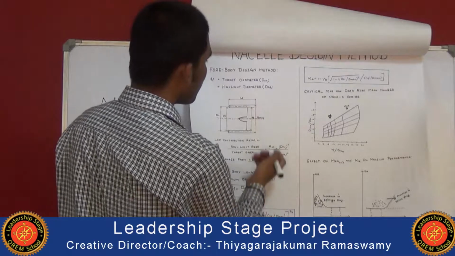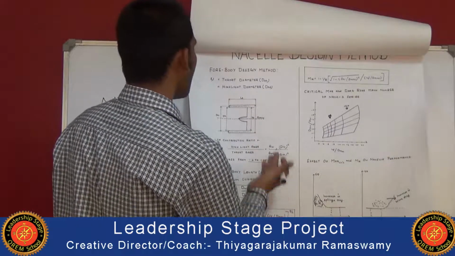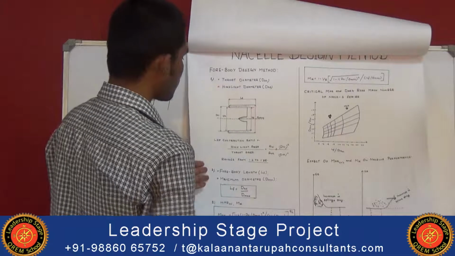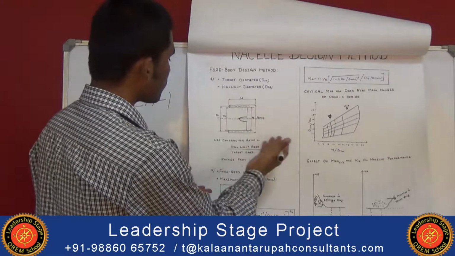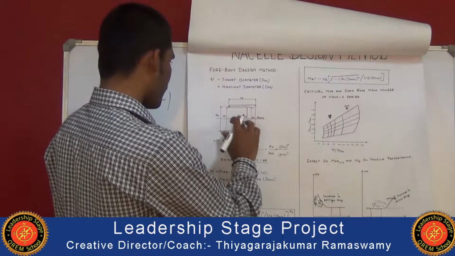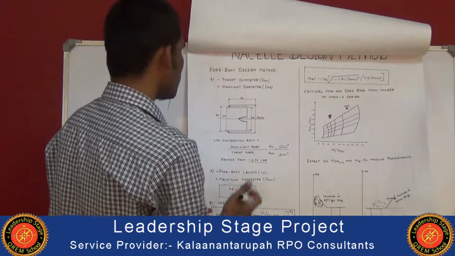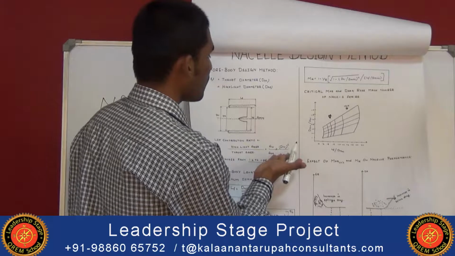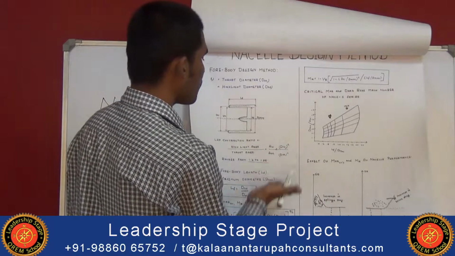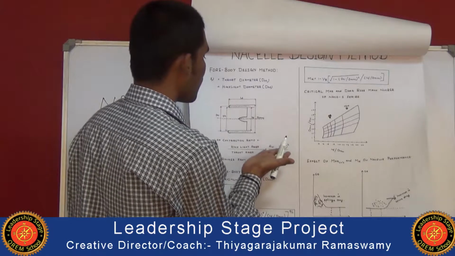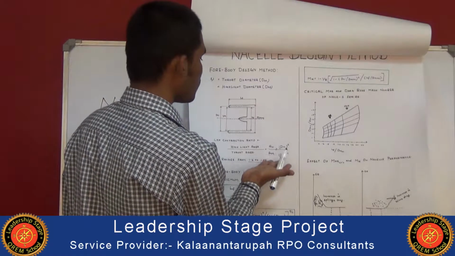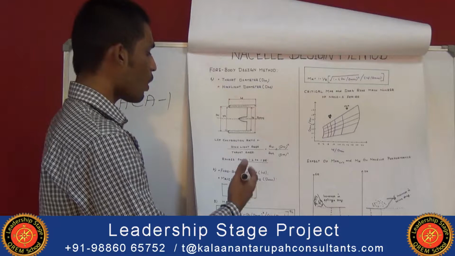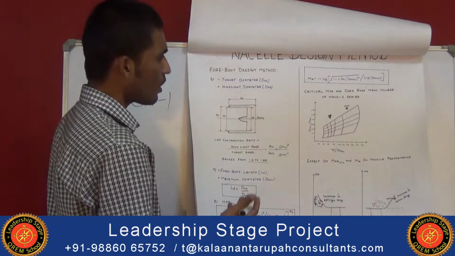DF is nothing but the diameter of the forebody, and Dmax is the maximum diameter of the nacelle, and LF is the length of the forebody. This diagram shows the inlet of the nacelle. First we are going to calculate the lip contraction ratio, that is the ratio between the highlight area to the throat area, AHL divided by ATH equal to DHL squared divided by DTH squared. DHL is the highlight diameter and DTH is the throat diameter, AHL is the highlight area and ATH is the throat area, and generally the lip contraction ratio ranges between 1.25 and 1.35 according to the NACA 1 design rules.